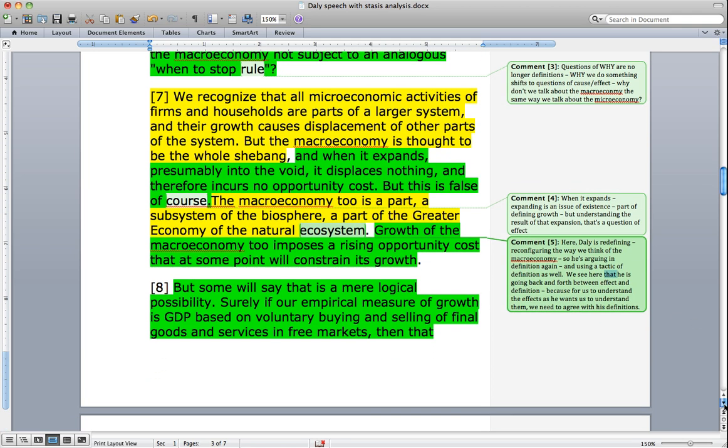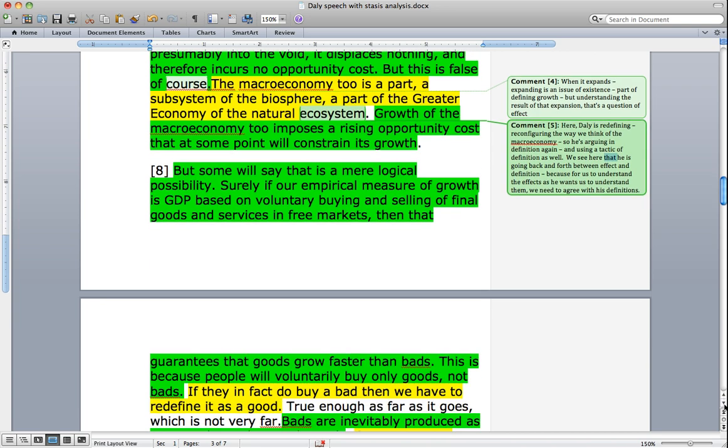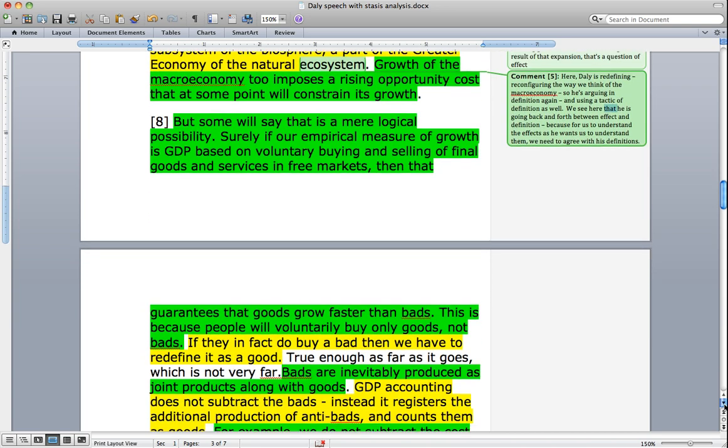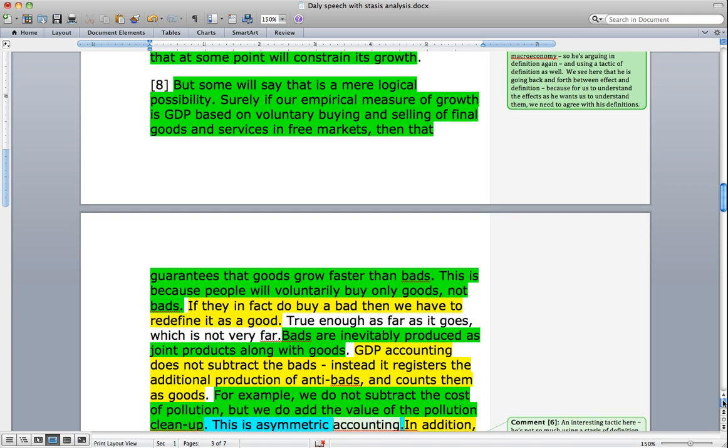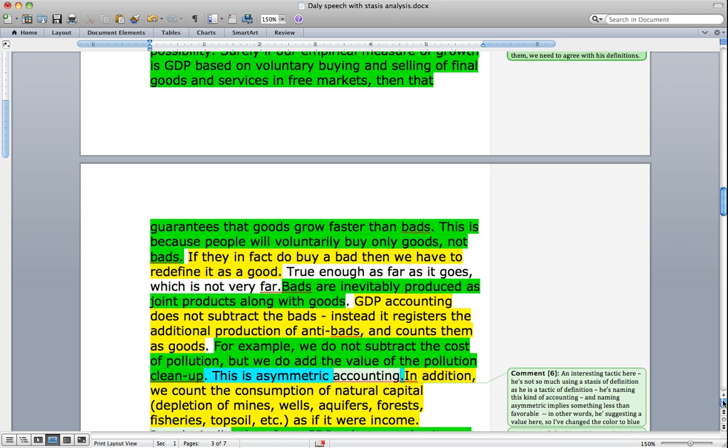7. And then I'd say that in paragraph 8, the long, dense paragraph 8, he's continuing to do that, still talking about arguments of effects, right? Logical possibility. Surely if our empirical measure of growth in GDP is GDP based on voluntary buying and selling of final goods and services, then that guarantees that goods grow faster than bads, right? It guarantees that effect. But we see him going back and forth again in this long paragraph between having us understand definitions and moving us to arguments of effect.